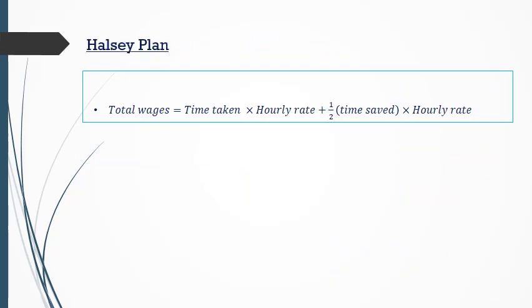Now, what is Halsey Plan? In Halsey Plan, the bonus will be 50% of standard time saved. That is, the wages will be paid according to the standard time saved. The formula is time taken into hourly rate plus half, that is 50%, into time saved into hourly rate. This half into time saved into hourly rate is the bonus given to the employee.